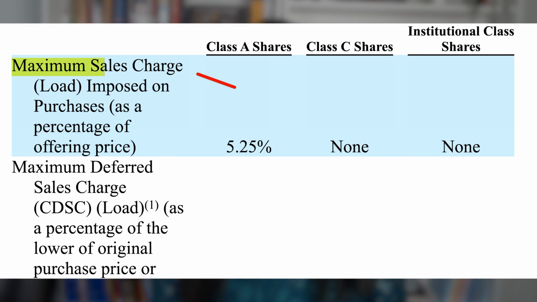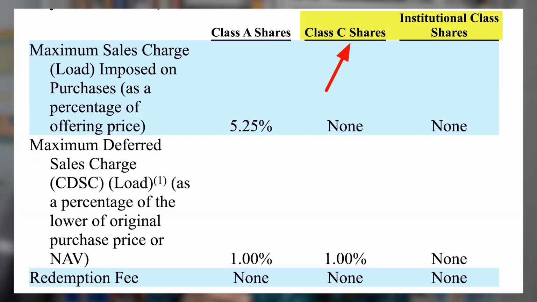The first charge here is the maximum sales charge, also known as the front-end load, because it reduces the amount that goes into the fund that's invested. Class C and the institutional share class do not charge this load. Class A has a maximum sales charge of 5.25%. That means if you invest $100 in this class, the fund can take away a maximum of $5.25 in fees and invest the remaining in the fund.